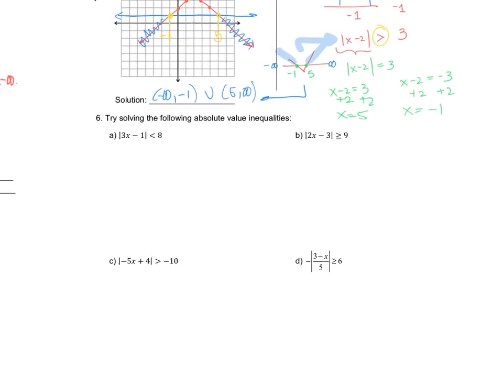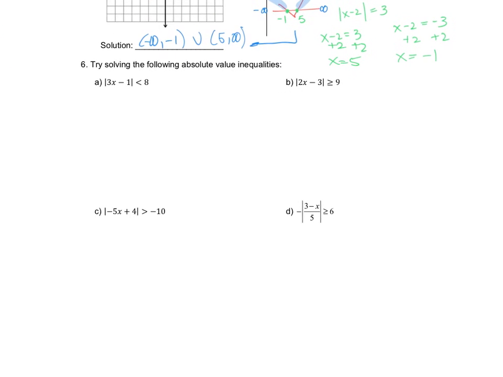Okay, we're going to try and solve these last 4 absolute value inequalities. So you should pause it and try and solve them on your own. You're not going to have to graph them, but you can still visualize a v. Okay, now that you've tried, let's see if we can figure these guys out.